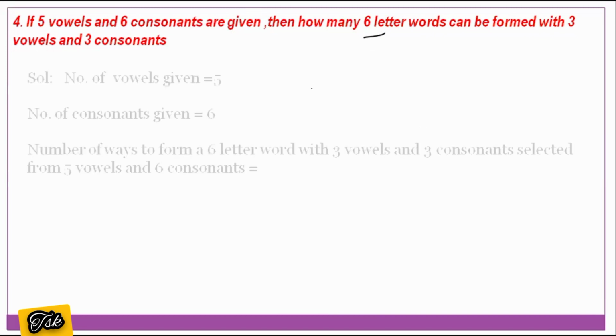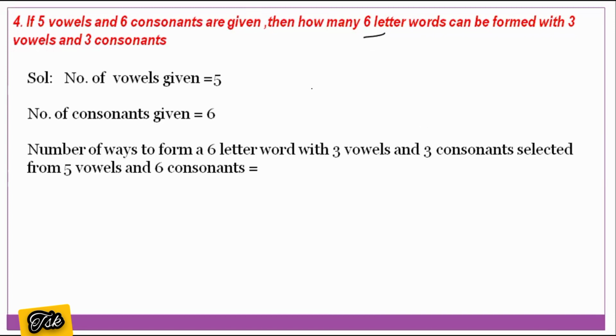The number of vowels given is 5 and the number of consonants given is 6. The number of ways to form 6-letter words with 3 vowels and 3 consonants selected from 5 vowels and 6 consonants is equal to: out of 5 vowels we select 3, which can be done in 5C3 ways. 6 consonants are given, and 3 consonants can be selected in 6C3 ways. We selected 3 vowels and 3 consonants, and they can be arranged in 6 factorial ways. So 5C3 into 6C3 into 6 factorial words can be formed.